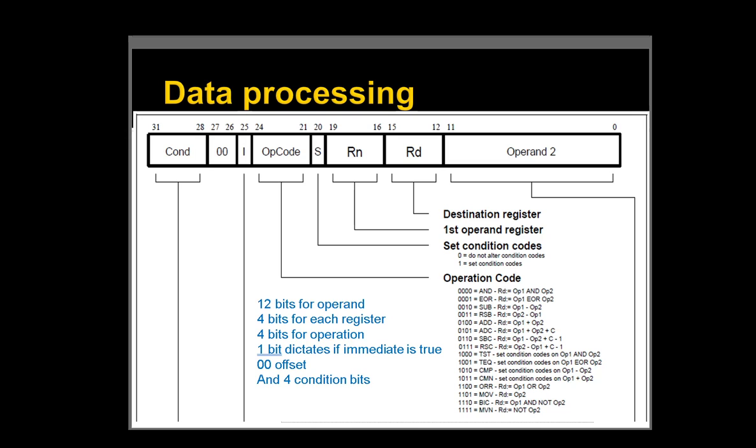You need to tell it, am I subtracting, am I adding, and so there's an opcode, and that occupies bits number 21 to 24. So 21, 22, 23, 24. So 4 bits for the opcode.